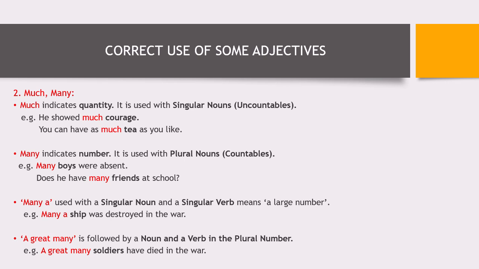Many indicates number. It is used with plural nouns, countables. For example, many boys were absent. Does he have many friends at school? Many, used with a singular noun and a singular verb, means a large number. For example, many a ship was destroyed in the war. A great many is followed by a noun and a verb in the plural number. For example, a great many soldiers have died in the war.